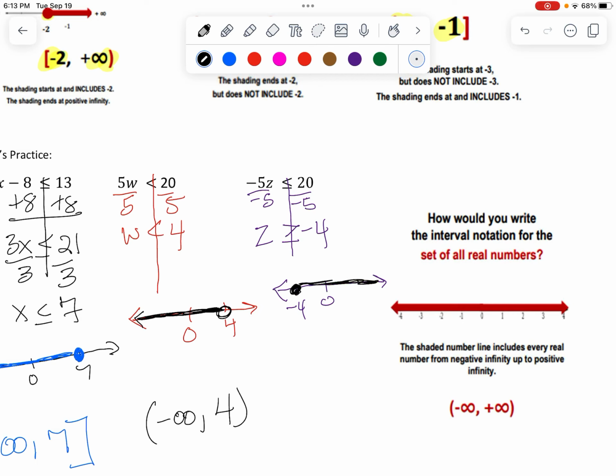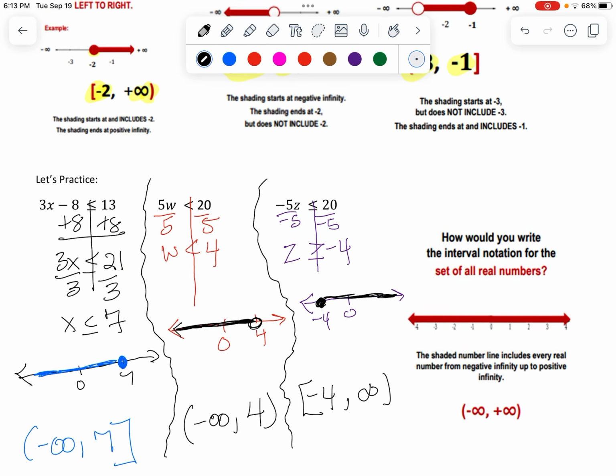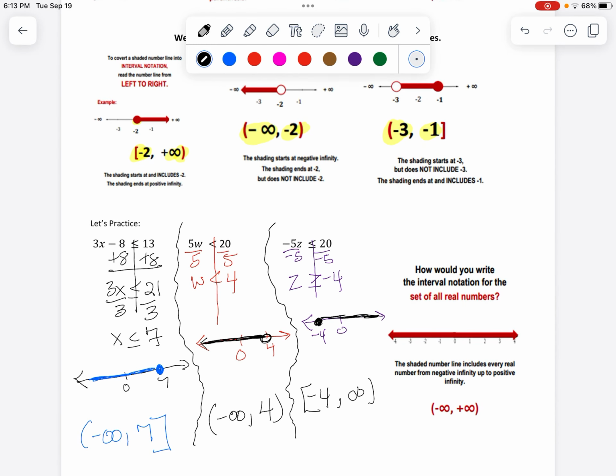Now when I write the interval notation, it's going to be -4. It's closed. And how far right does it go? Positive infinity. And infinity symbols always use parentheses. So I'm going to just divide this so that way you can see which one belongs with which one. Make this smaller. Okay. So I hope this helps.